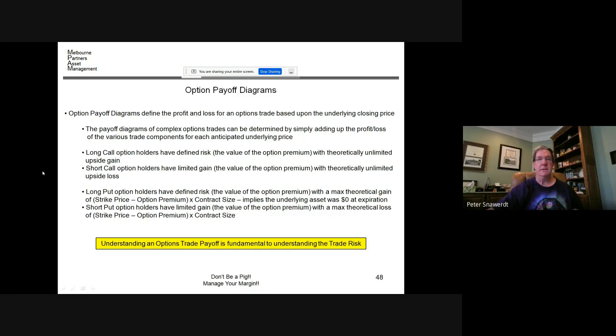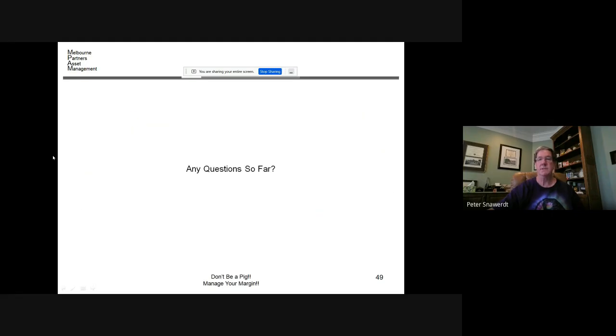But this is how you might think about using an option payoff diagram. Note the yellow box. Yellow boxes are always the takeaways for these slides. For understanding your trade risk, and when to get out and when to take your profit, those are important. Questions? All right, we can keep going.